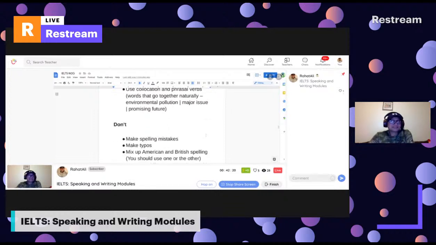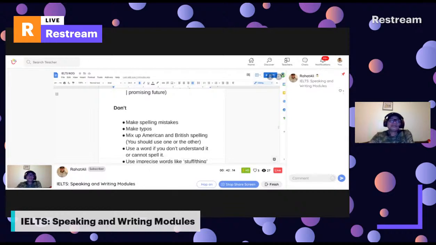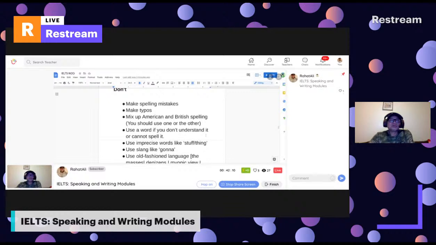And don't make spelling mistakes once again. Don't make typos. Don't mix up American and British spelling. You should use one or the other. So if you have chosen to use the American spelling style, use only American spelling style. Alternatively, if you have chosen to use the British spelling style, use it. Do not mix it up.